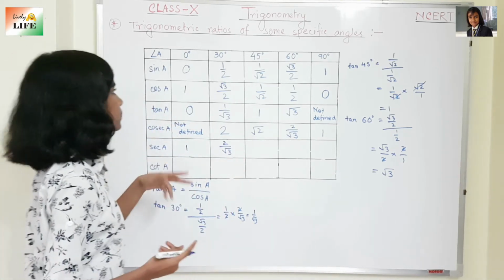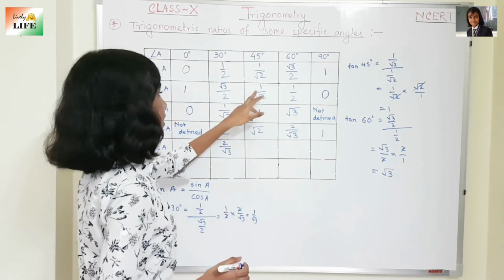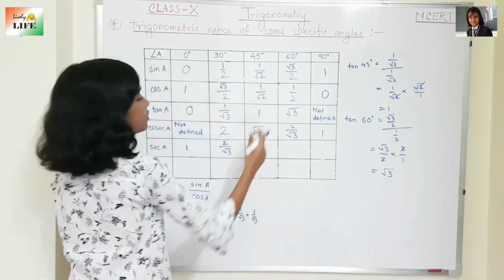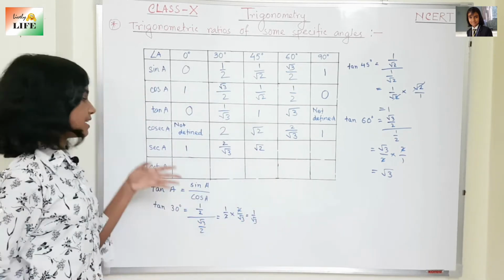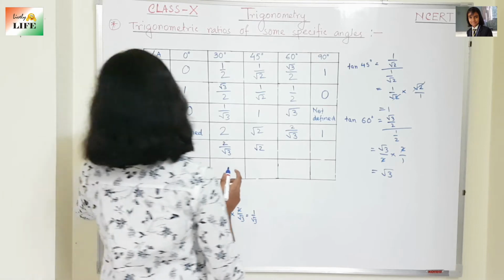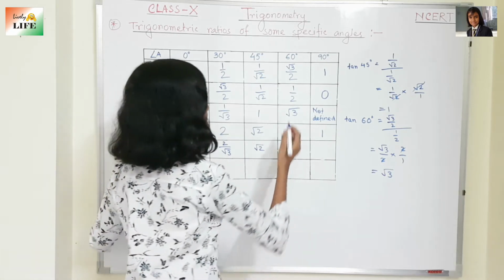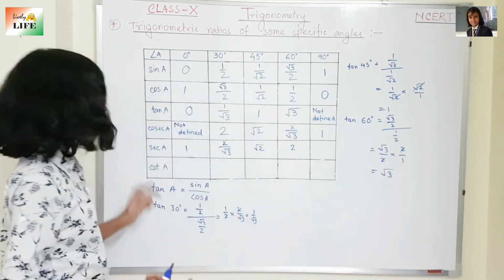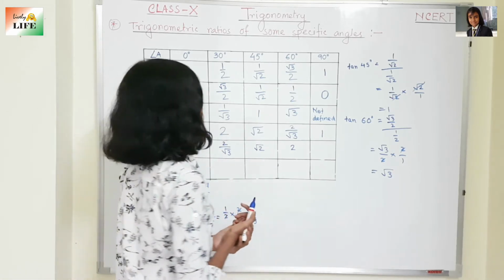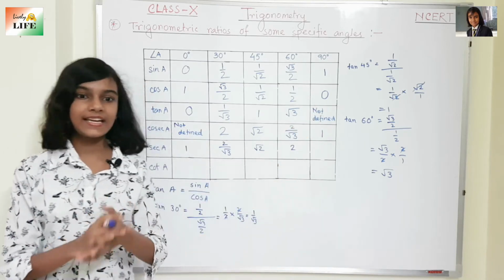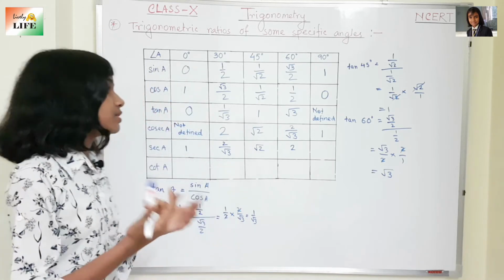Right? Now let's move to the next one, sec 45. What is sec 45? It will be the reciprocal of 1 by root 2. So the reciprocal of 1 by root 2 is root 2. Right? And then what is the next one? It is sec 60. Cos 60 is 1 by 2. So sec 60 will be the reciprocal of 1 by 2, that is 2. Right? Then the last one is sec 90. Cos 90 was 0. Sec 90 will be 1 by 0. Again, can 1 be divided by 0? Of course no. So it will be not defined.